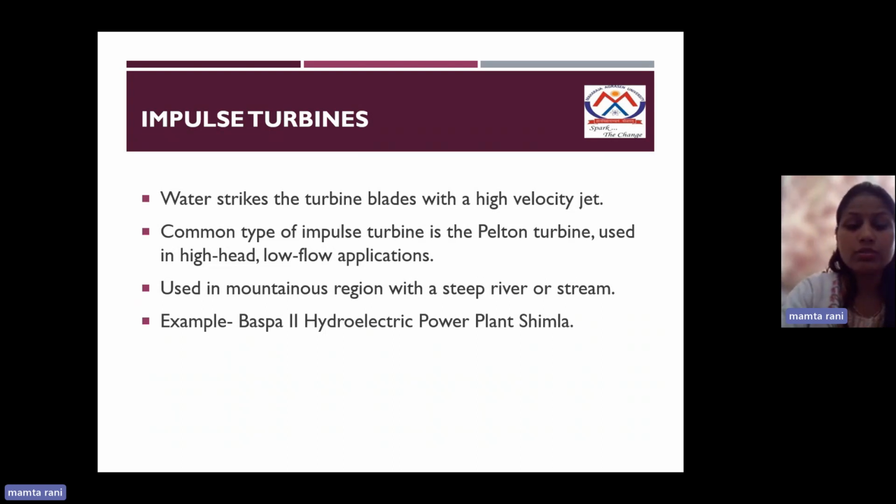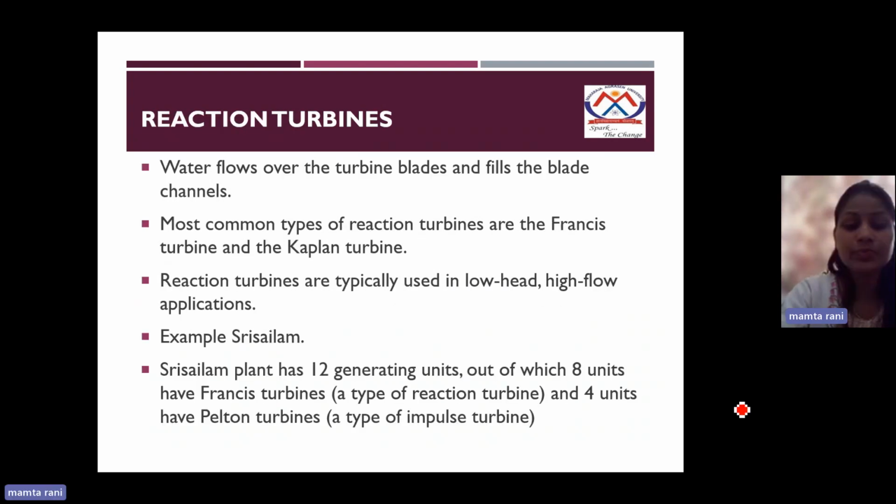Next we have the reaction turbine. In the reaction turbine, the water flows over the turbine blades and fills the blade channel. The pressure of the water on the blade generates a force that rotates the turbine shaft. The most common types of reaction turbines are the Francis turbines and Kaplan turbines. Reaction turbines are typically used in low head, high flow applications.